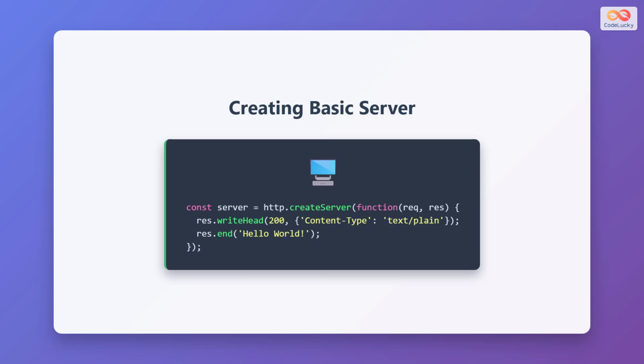Now let's create a basic HTTP server. Here's the code. const server = http.createServer(function (req, res) { res.writeHead(200, {'Content-Type': 'text/plain'}); res.end('Hello World'); }). This code creates a server that listens for incoming requests. When a request is received, the function inside createServer is executed. It sets the response status code to 200, which indicates success, sets the content type to plain text, and sends the text Hello World as the response.